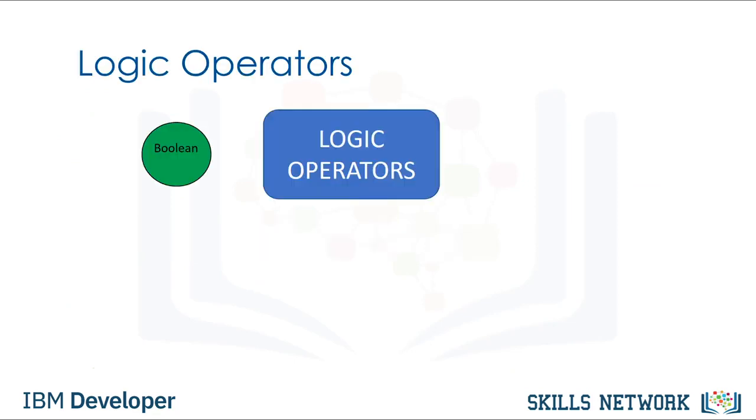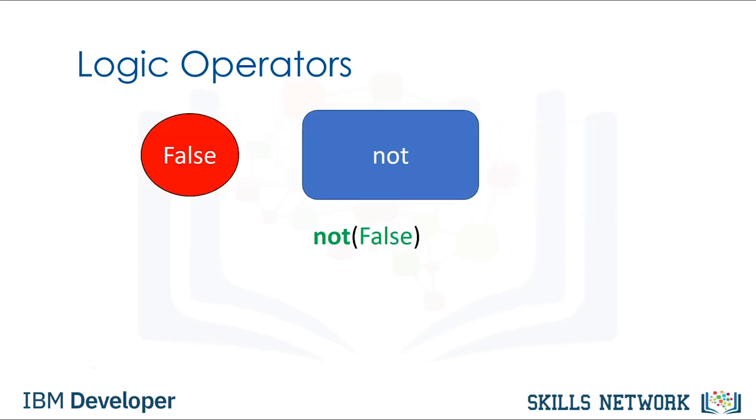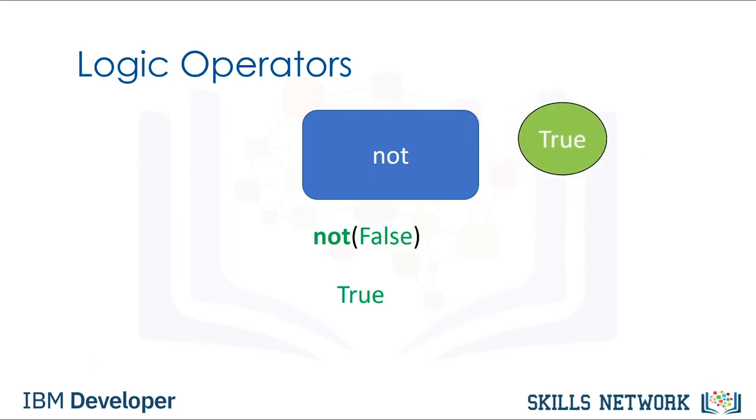Logic operations take Boolean values and produce different Boolean values. The first operation is the not operator. If the input is true, the result is a false. Similarly, if the input is false, the result is a true.